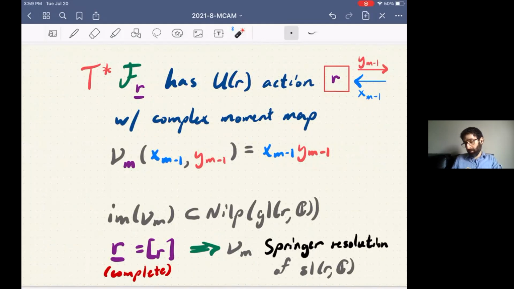I have subscripts here because remember this was the mth node. So this would be the m-1th x arrow, and this is the m-1th y arrow. So go out on y, come back on x. That's a moment map for this residual action. And the image of this moment map is contained in the nilpotent cone of this Lie algebra gl(r, C). This is because the moment map conditions are all intertwined between the nodes, and they force this to be nilpotent. And when we have the complete flag, when we have everything from 1 to r, this map is actually the famous Springer resolution of the nilpotent cone of sl(r, C). But in general, I'll be working with partial flag varieties.